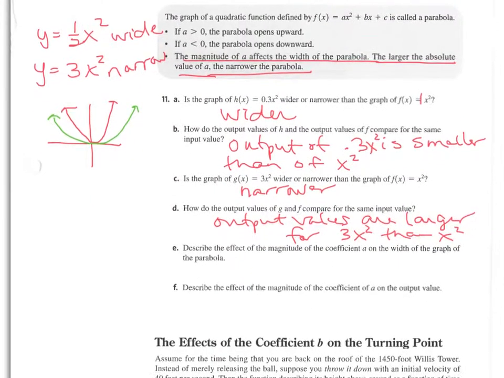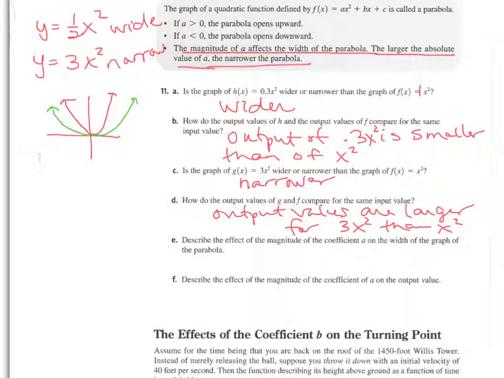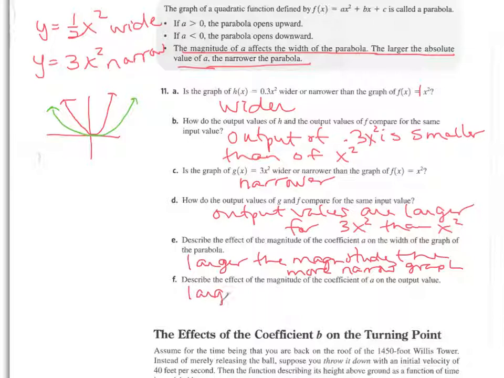Describe the effect of the magnitude of the coefficient A on the width. Okay, so that's what we wrote up there. The larger the magnitude, the more narrow the graph. And again, the larger the magnitude, the larger the output values.